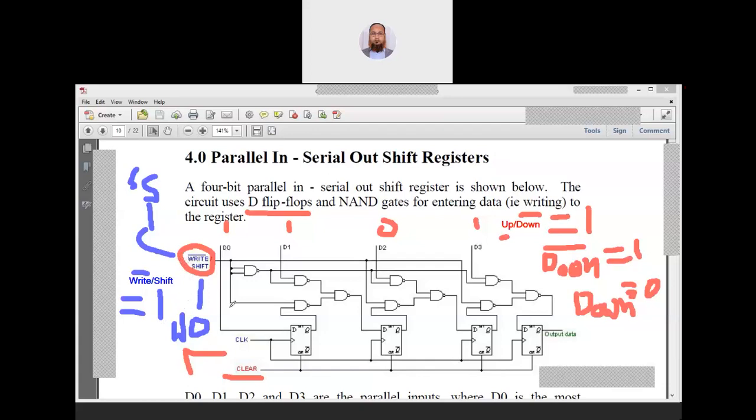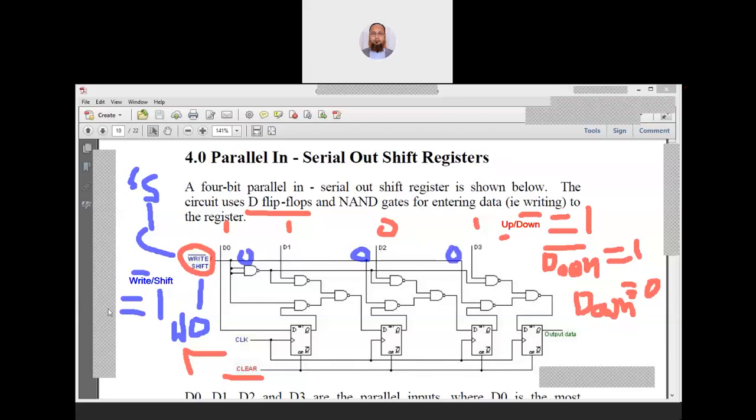If we want to write, first we write, then we will see how it shifts. To write, we have to make this signal 0. So let's say the signal is 0. I made the signal 0 everywhere, so this is 0 here, and this is 0.